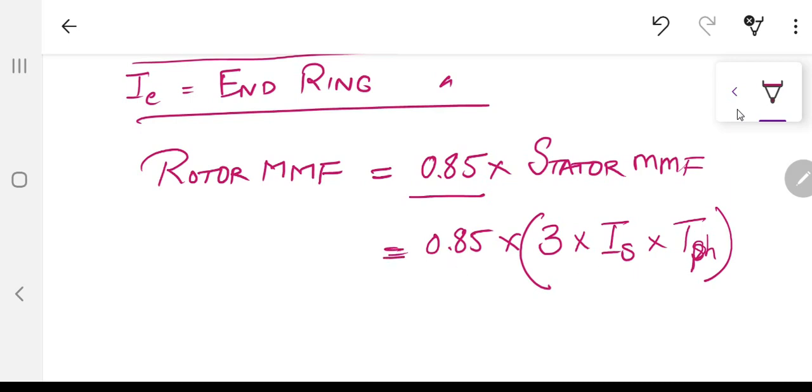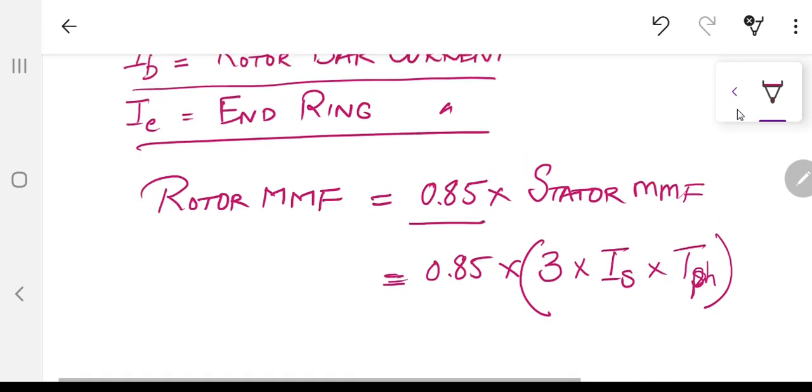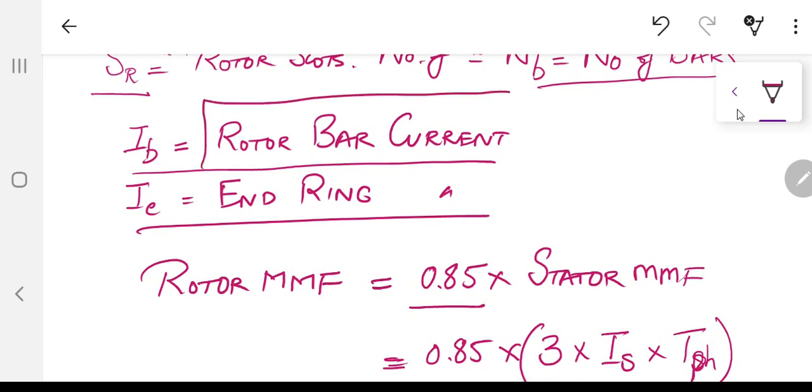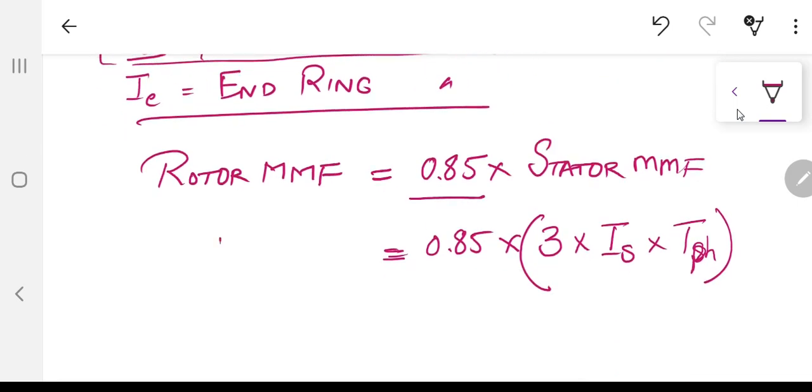Please remember, in stator MMF I have not taken the number of slots, because each slot is going to be filled with a lot of turns of the stator winding. Now on this side is the rotor MMF. Since I am interested in the rotor bar current at present, I'm going to use IB over here.